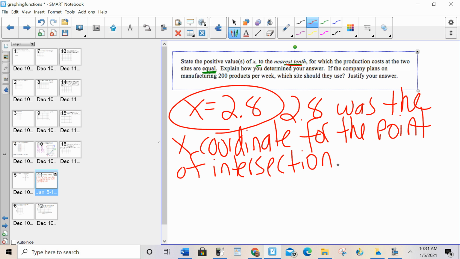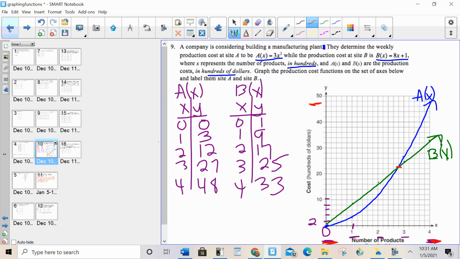If the company plans on manufacturing 200 products per week, which site should they use? Now, here's a little twist. 200 products per week. So X is the number of products in hundreds. So I'm not plugging 200 in for X. I'm plugging 2 in for X. So where X is 2, it represents 200 products. So they want to spend less money, not more money. So the blue A of X would be better. You can kind of see it on the table here.